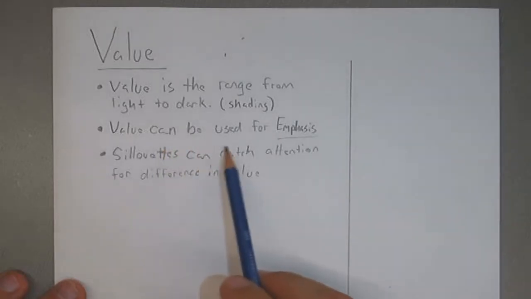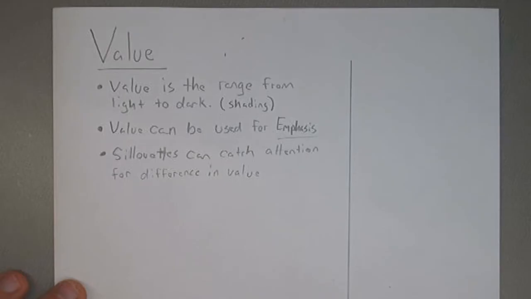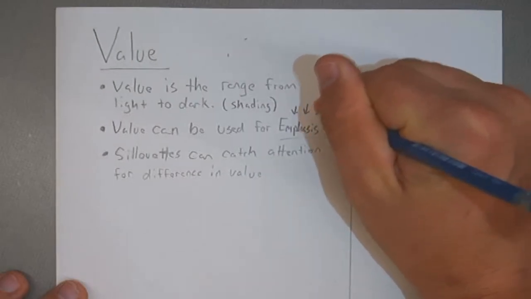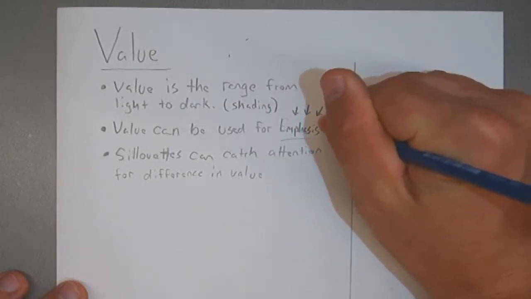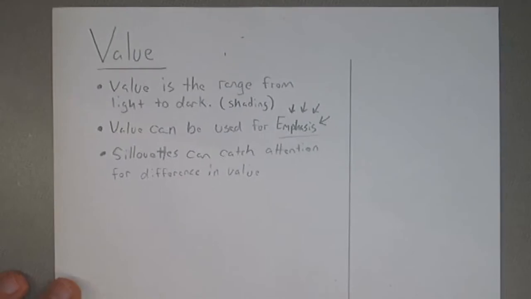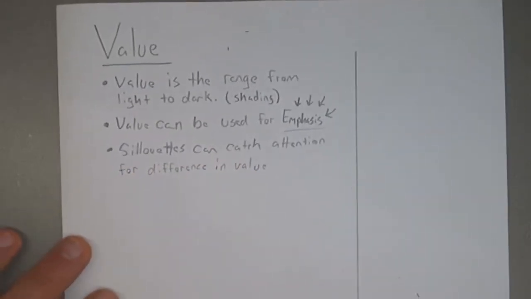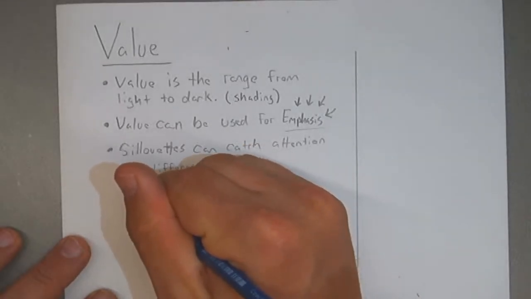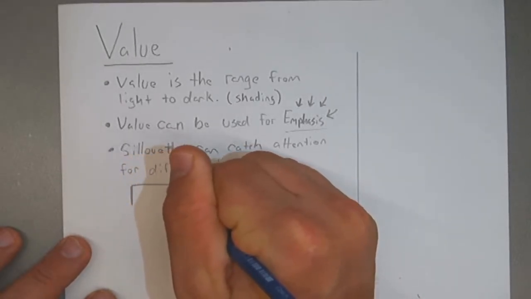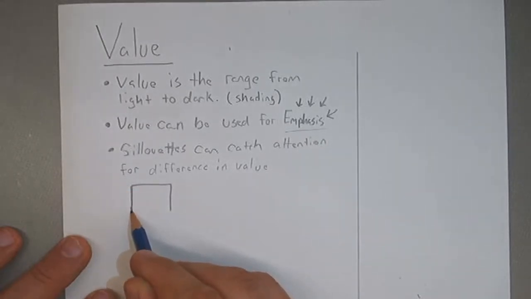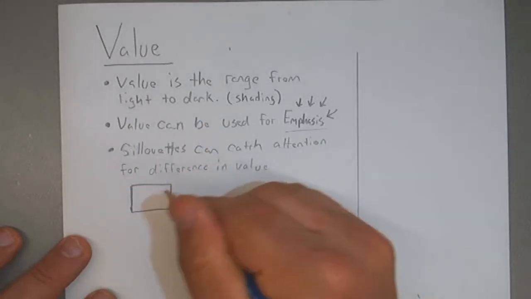Value can be used for emphasis. Emphasis is to draw attention. So for example, if I put a bunch of arrows here pointing at emphasis, I've just emphasized it. Value can get people's attention. Silhouettes can catch attention for difference in value. Here, I'm going to put a couple silhouettes here to show you. So we tend to pay attention to light areas, maybe more than dark areas. They tend to catch our attention.